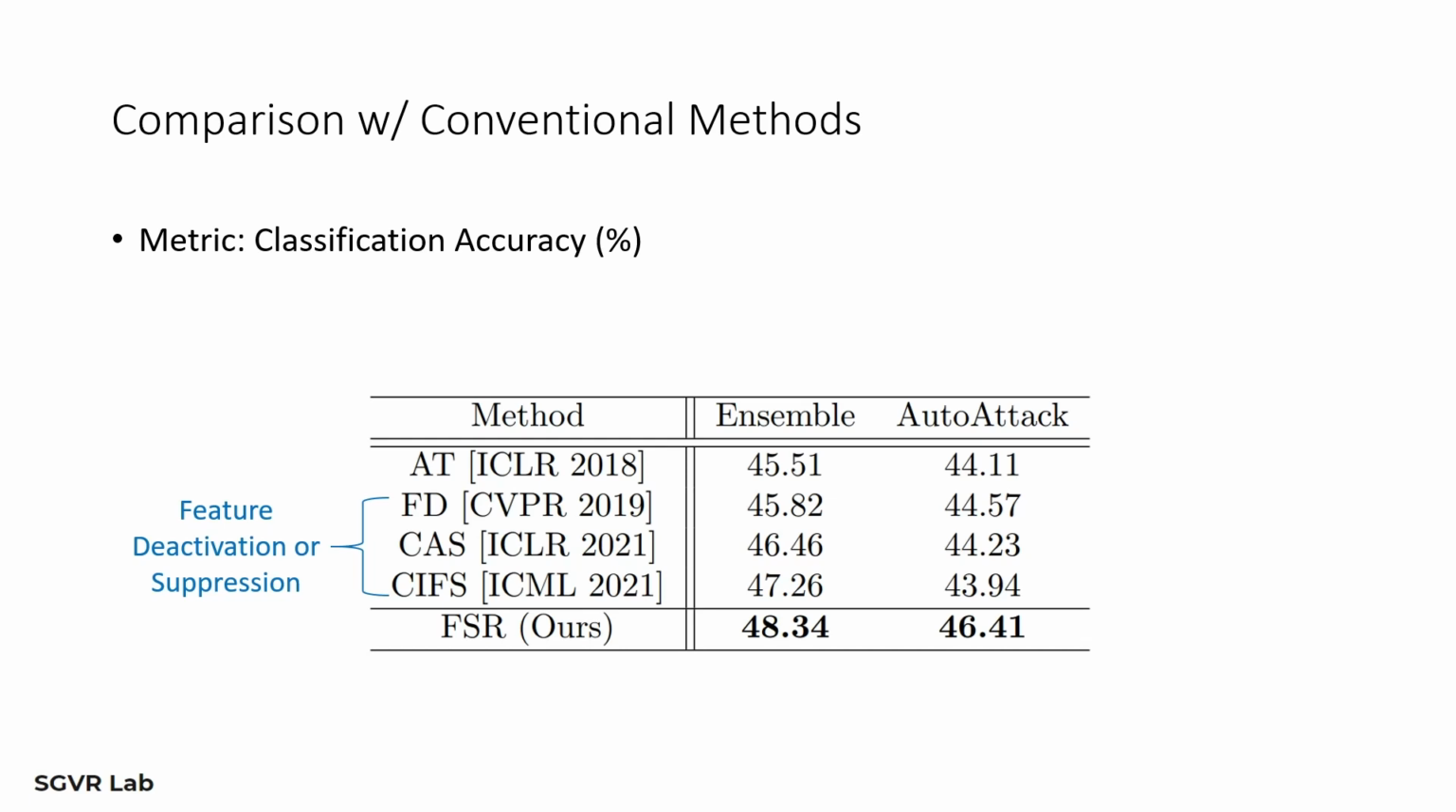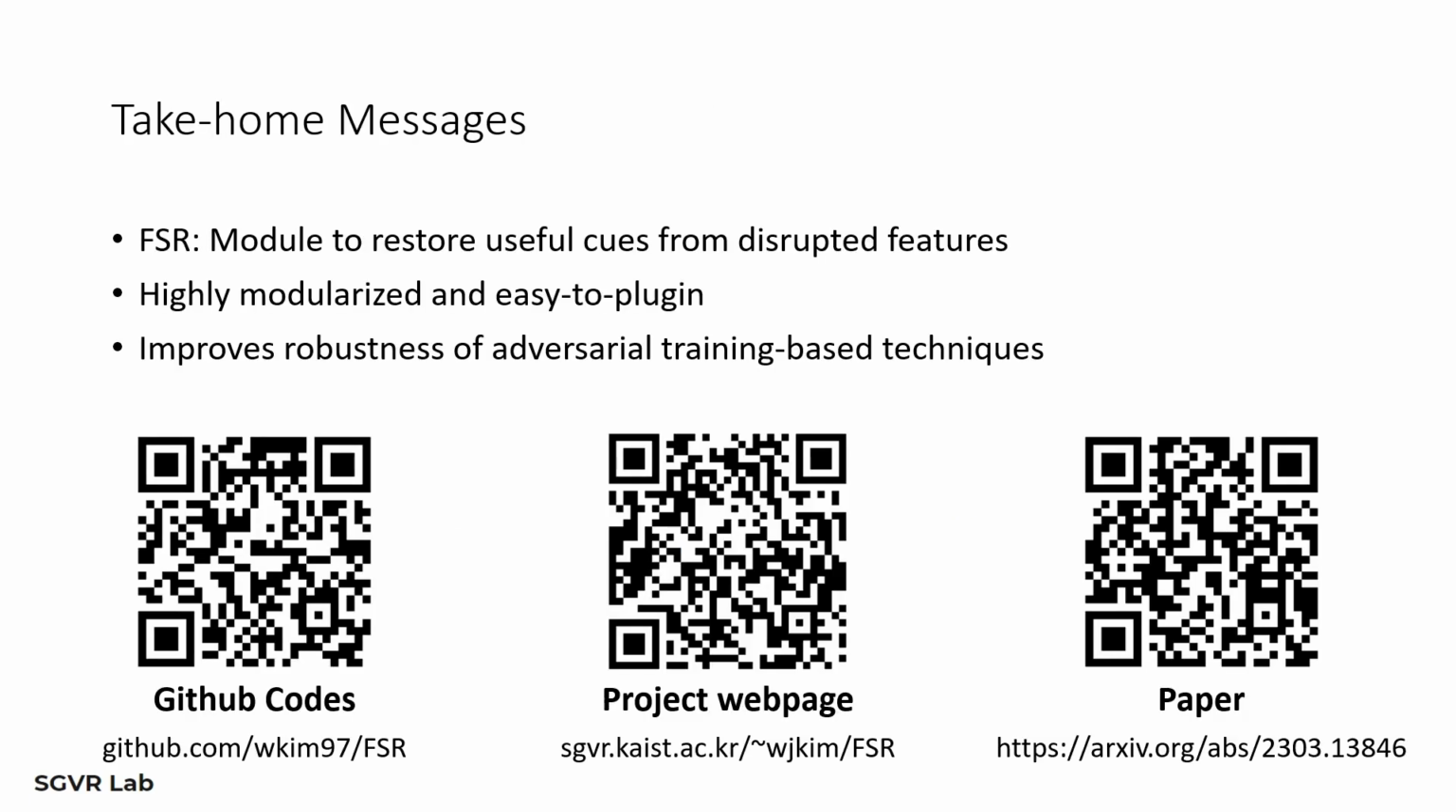Our method outperforms these methods under the ensemble of various white box attacks and under AutoAttack. In summary, we have proposed feature separation and recalibration, which is a module that restores useful cues from disrupted feature activations.